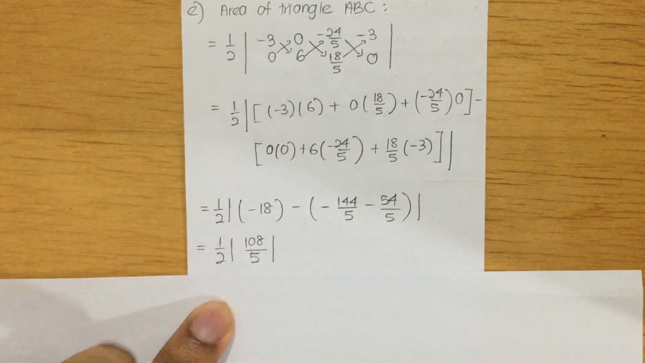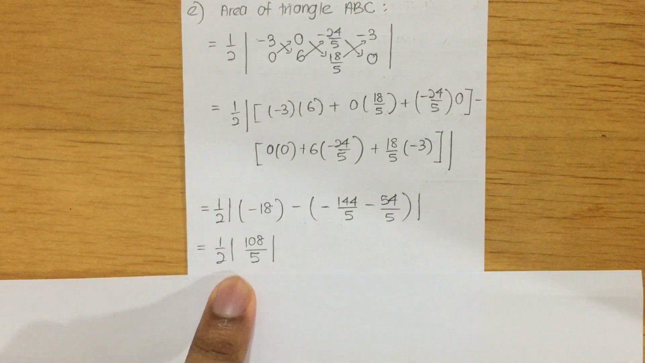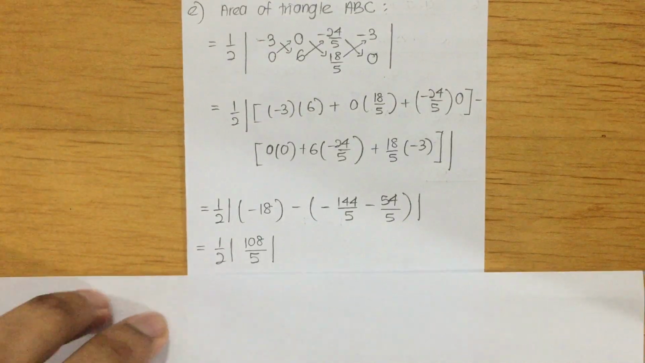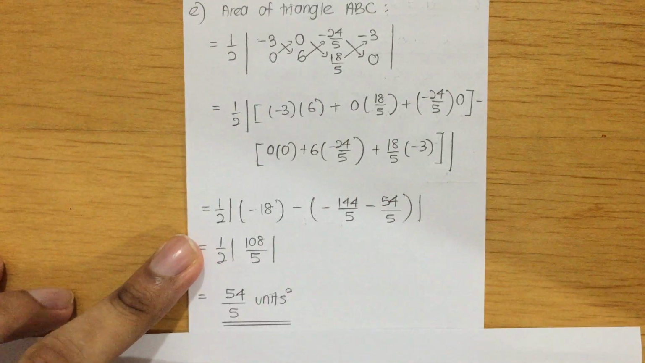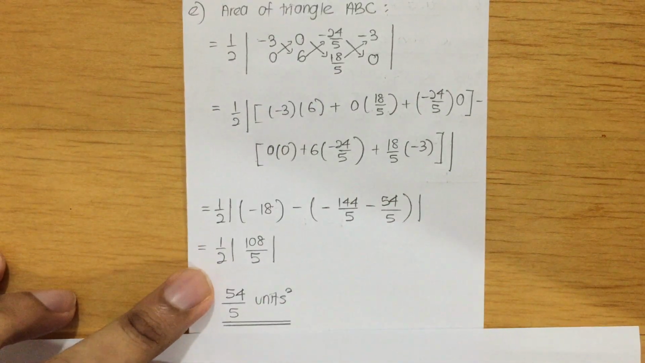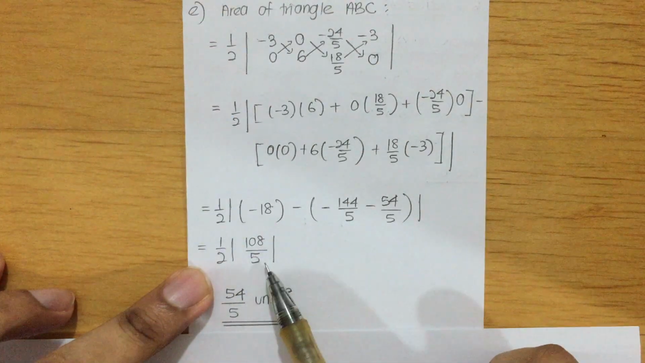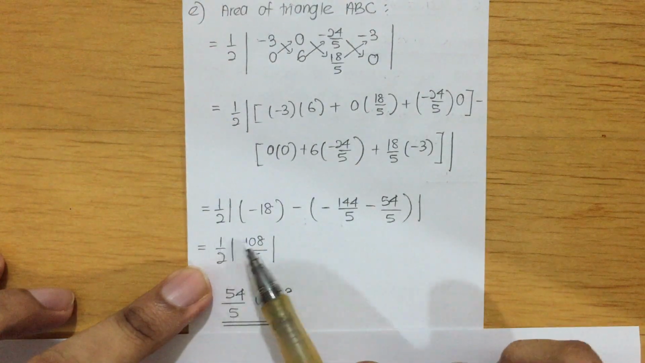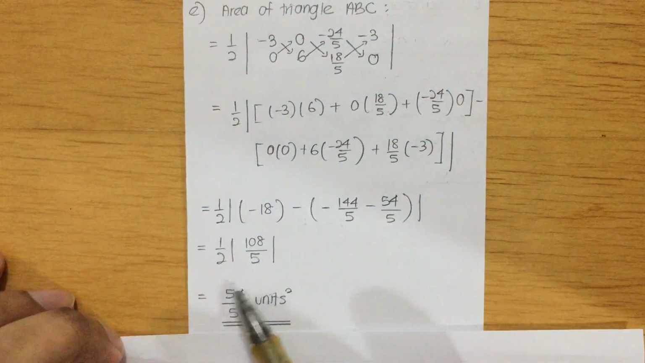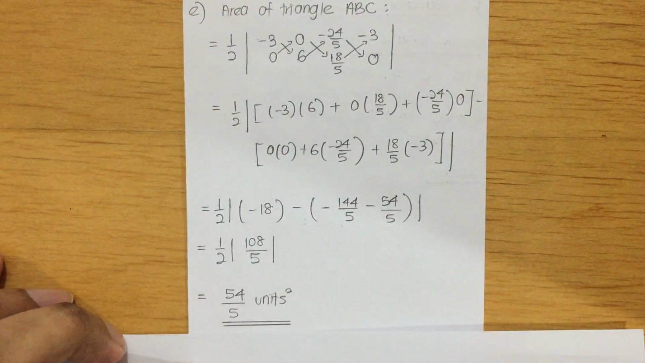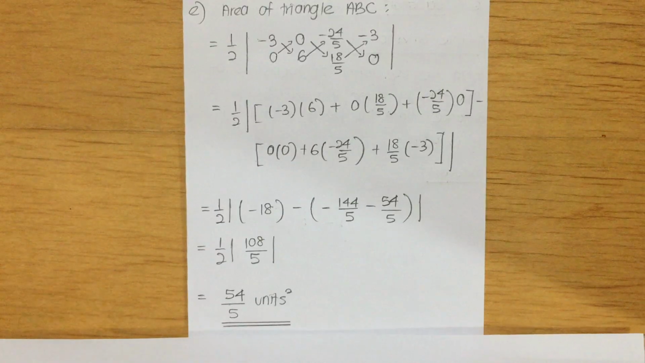You should be getting your answer is 108 over 5. So you times in the 1 over 2. You should be getting your answer is 54 over 5 unit square. Basically guys, this 108 over 5, it's already a positive value, so the modulus will still remain a positive value, so there is no change. And from here you get 54 over 5 unit square. So this is your final answer, guys.